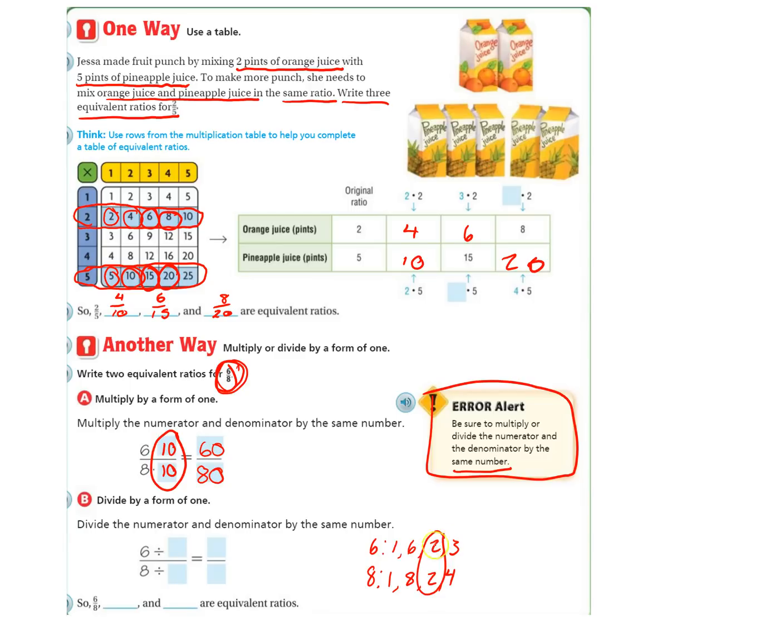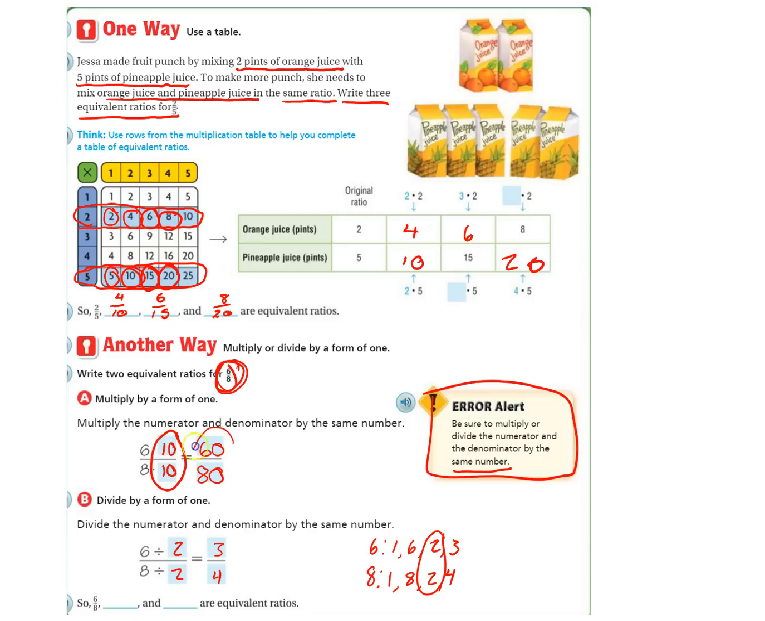Okay, so 2 is our common factor for 6 and 8. So this tells us what we have to divide by. Again, when you're multiplying to find an equivalent, you can pick whatever number you want. When you're dividing to find an equivalent, you have to divide by a common factor. And again, the top and the bottom both get divided by that common factor. So 6 divided by 2 is 3. 8 divided by 2 is 4.